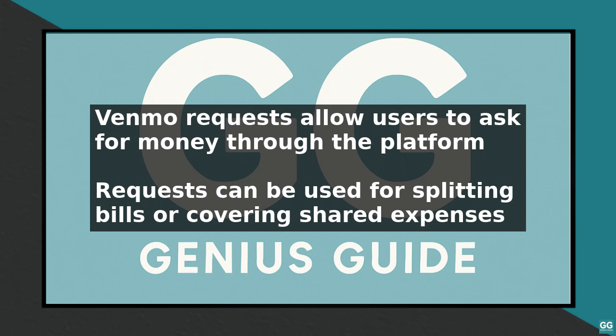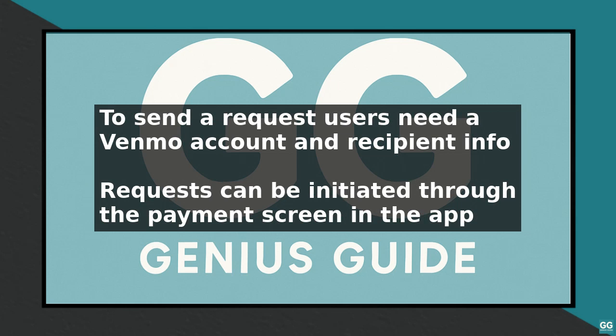To send a Venmo request, you need to have a Venmo account and the recipient must also have a Venmo account. To initiate a request, open the Venmo app, navigate to the payment screen, and select the request option. Enter the recipient's name, email, or phone number, and the amount you are requesting. You can also add a note to explain the reason for the request.